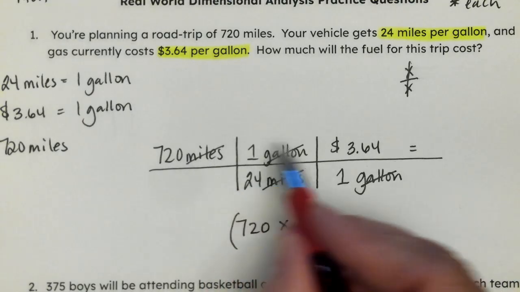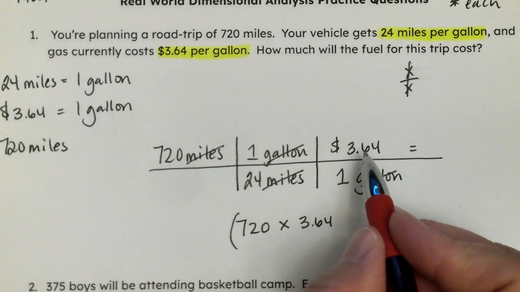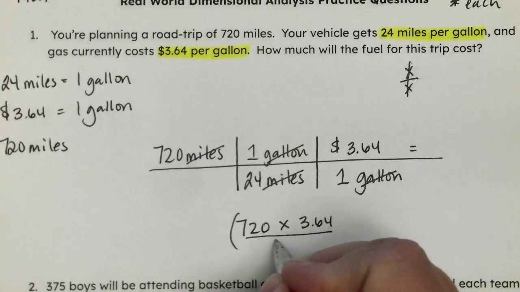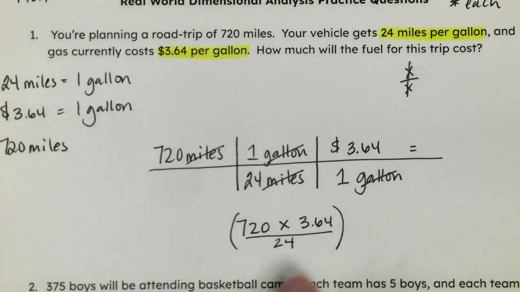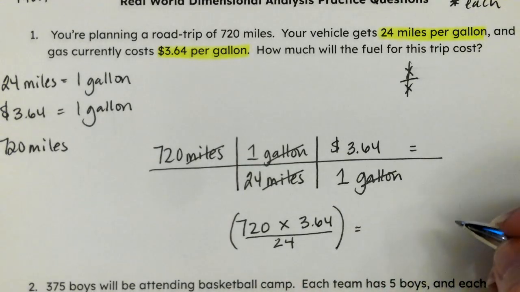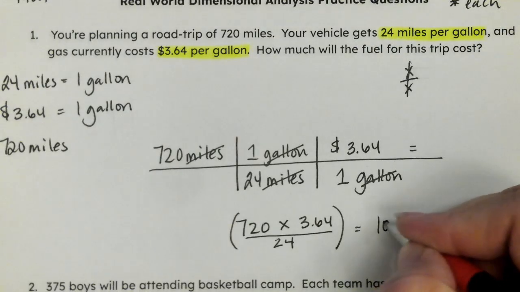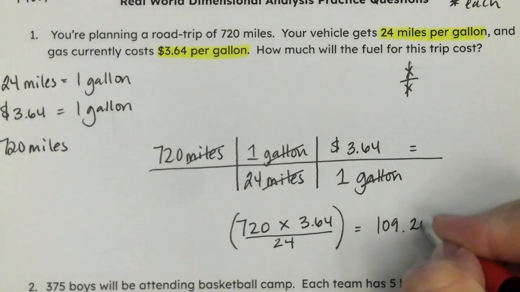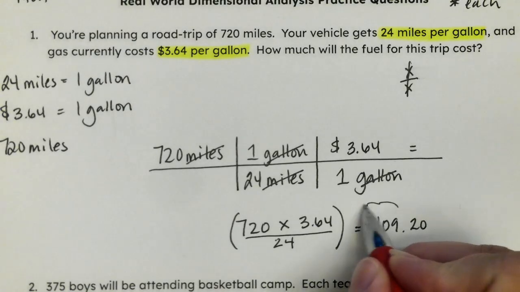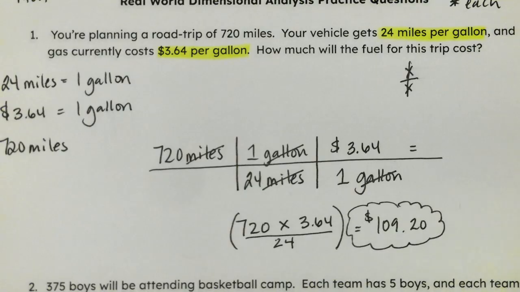So 720 multiplied by 3.64, and we're going to divide all of that by what's on the bottom, which is 24. So that's what I would put in my calculator. And when you put that into your calculator, you should get that it is $109.20. That is our final answer. So we know for planning this trip, we would need to plan for about $110 for gas for the trip. The next one.